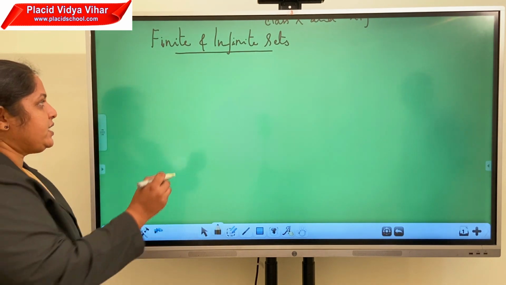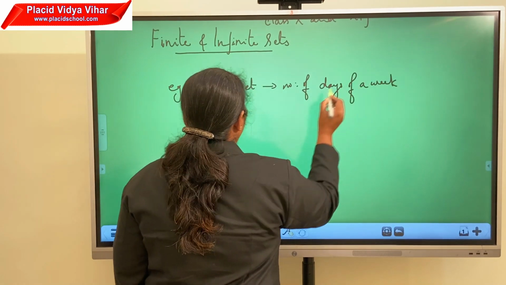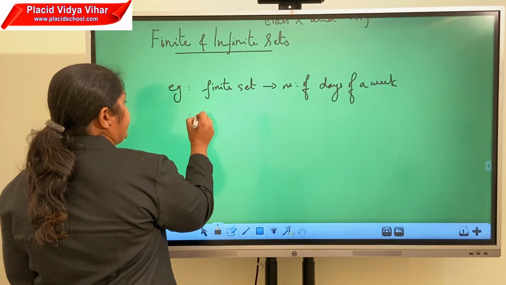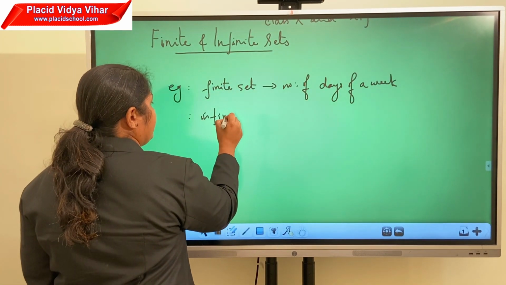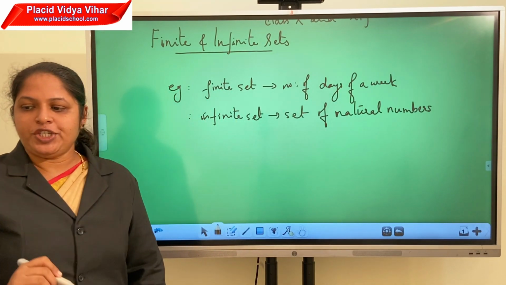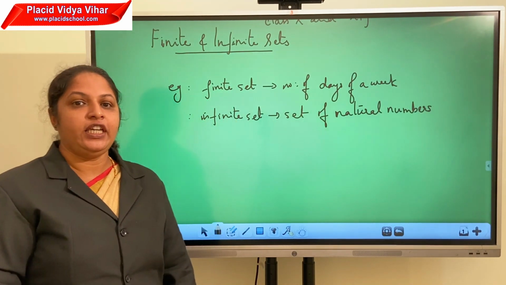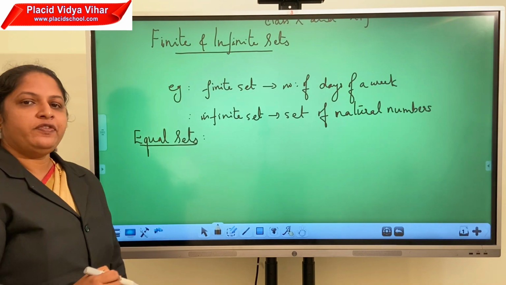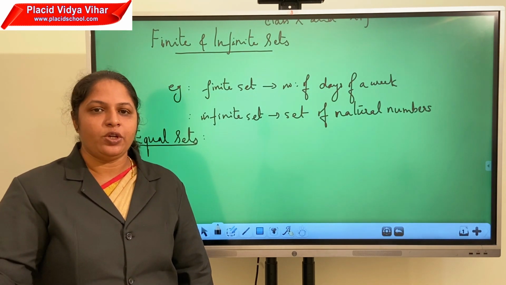Example for a finite set: number of days of a week. Example for an infinite set: set of natural numbers. Next heading is equal sets. When can we say that two sets are equal?